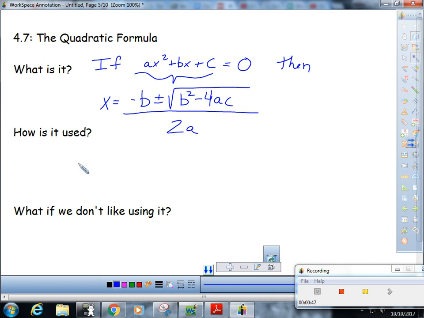How is it used? To find x, okay? And what if we don't like using it? Stay tuned. I'll show you how to use your calculator.